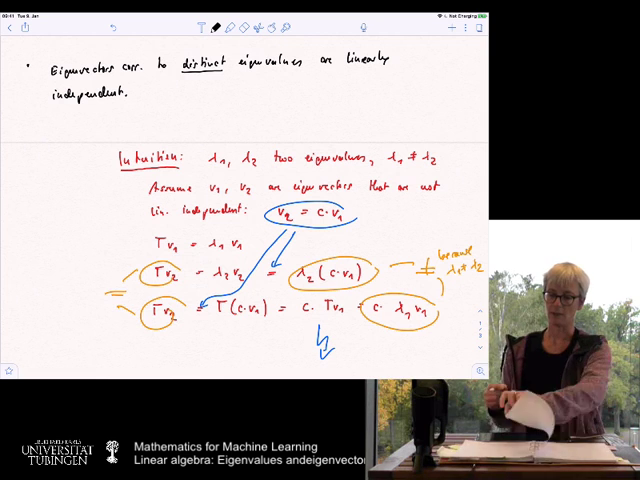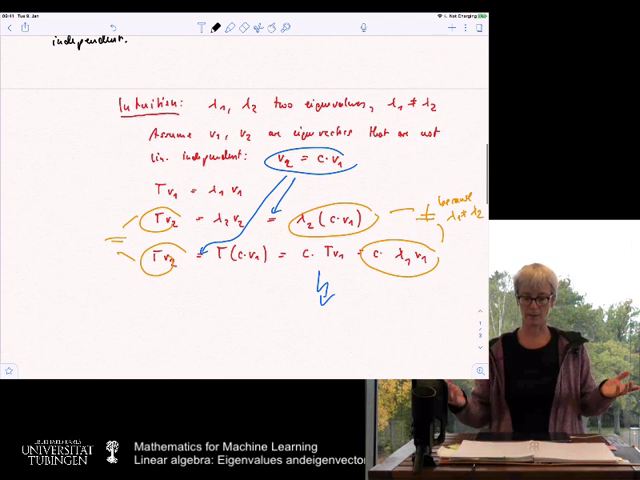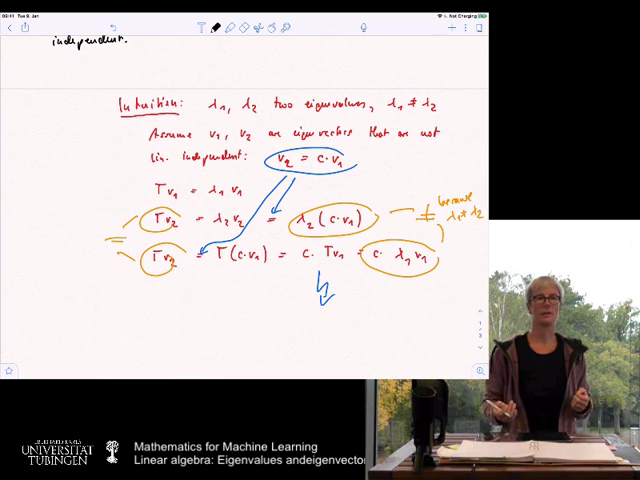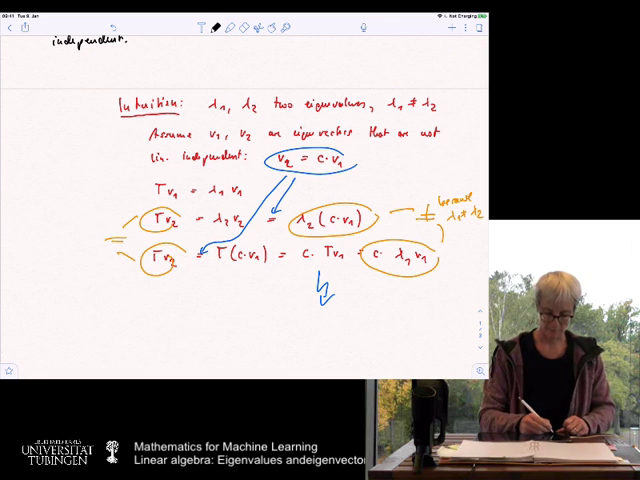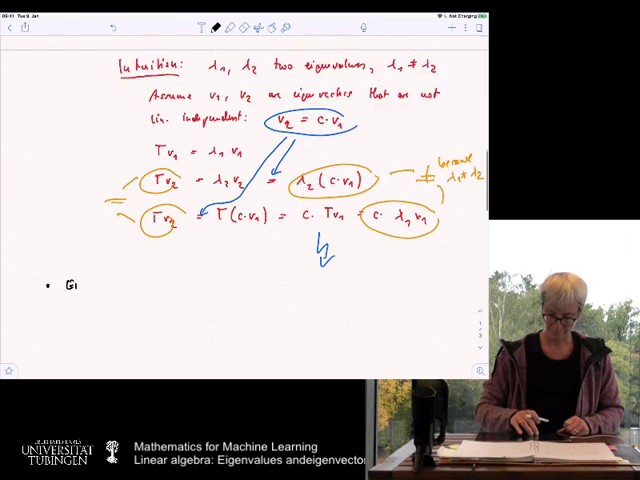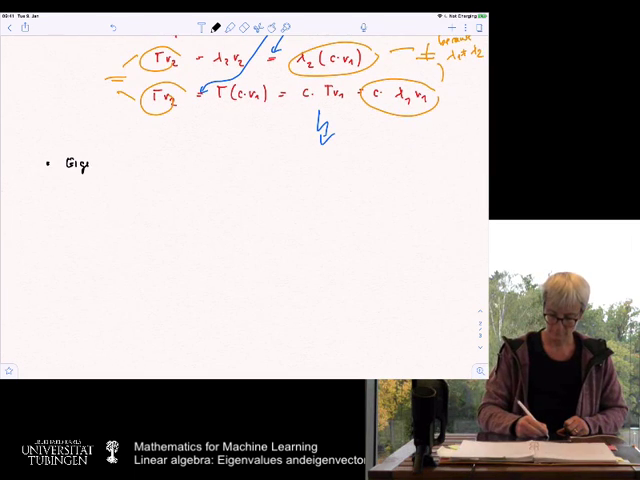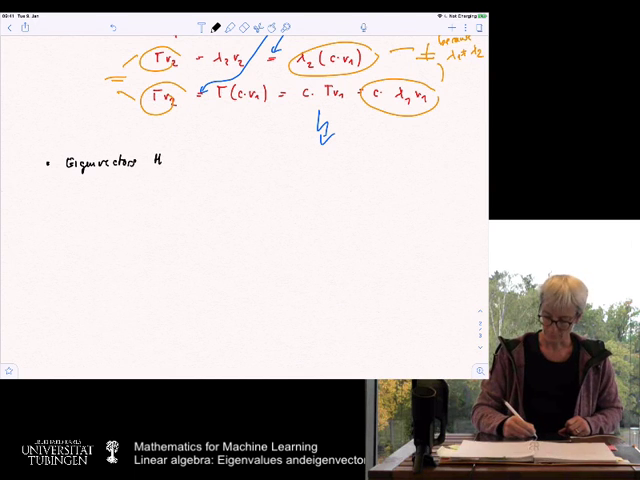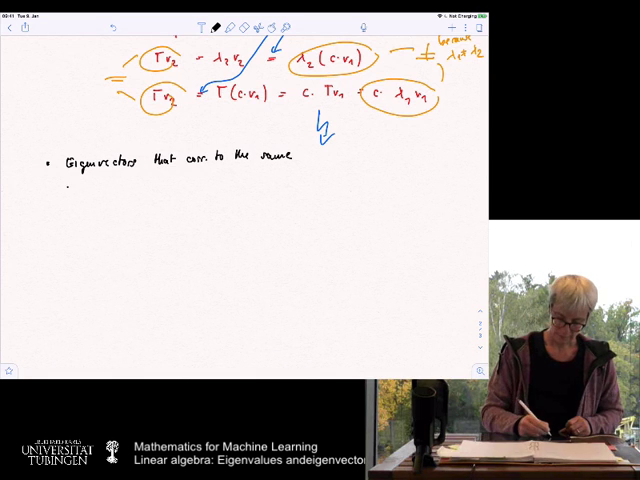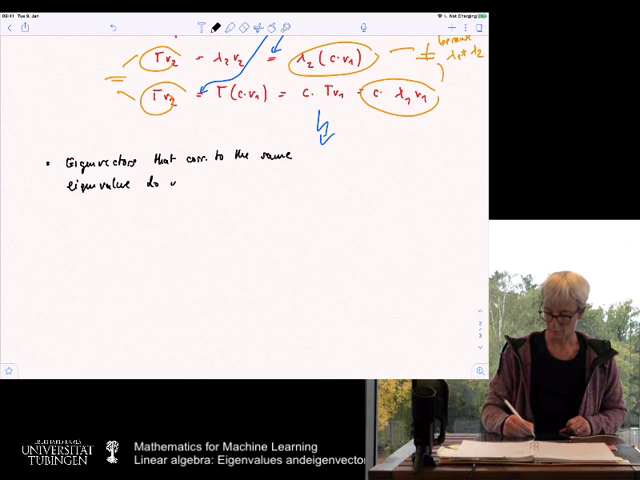But the other thing I want to remark is that eigenvectors for the same eigenvalue do not need to be linearly independent. So eigenvectors that correspond to the same eigenvalue do not need to be independent.